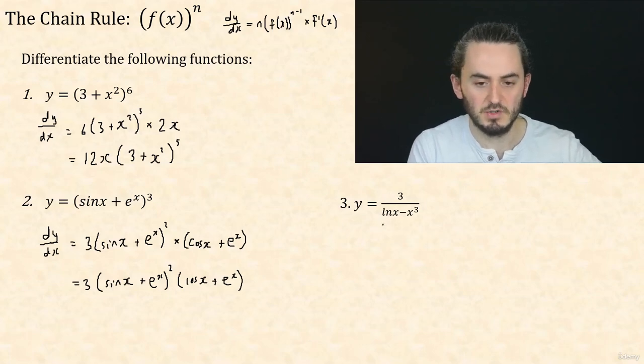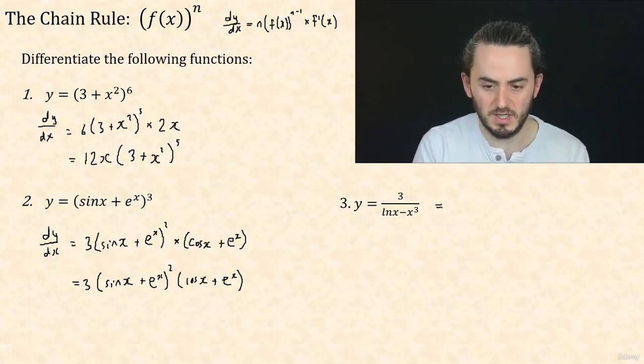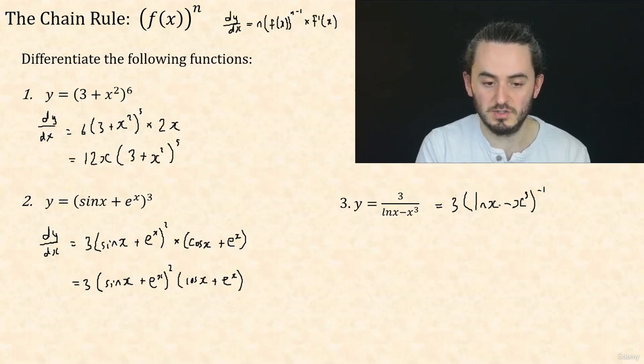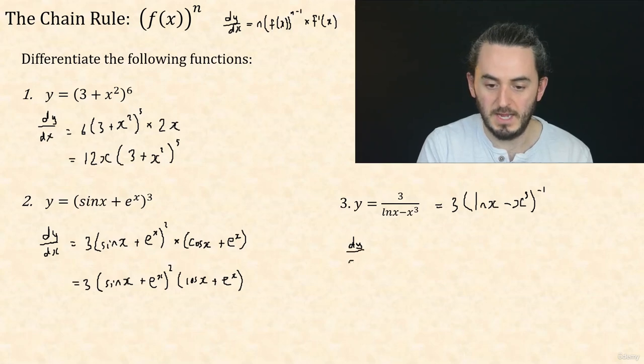Well, this looks like it's not quite in the right form until you realise that that's the same as 3 times (ln x minus x cubed) to the power of minus 1. So it is a function to the power of n, so we can apply our chain rule.